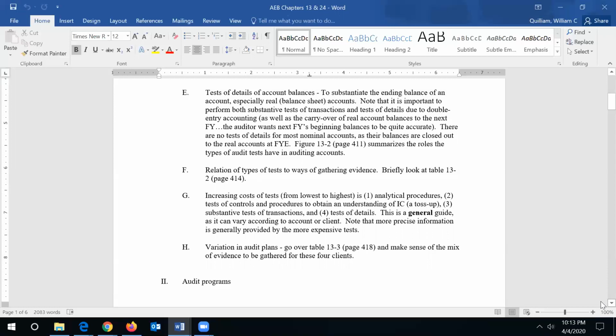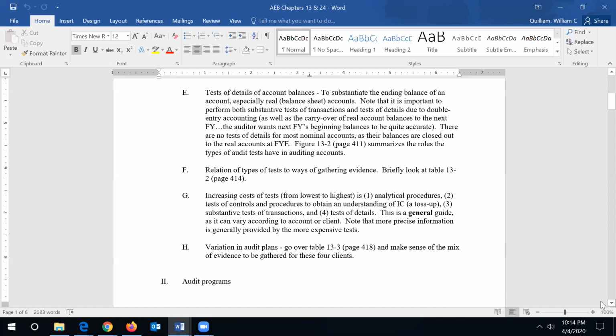Then in G, if we think about the cost of tests, if we go from lowest to highest, so in increasing order, cheapest are analytical procedures. Things like financial ratios are cheap, quick to do, time is money. Then tests of controls and procedures to obtain an understanding of internal control, sort of a toss up there. Then third, substantive tests of transactions, more expensive.